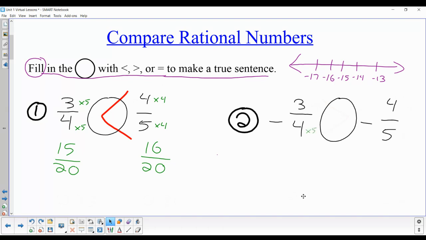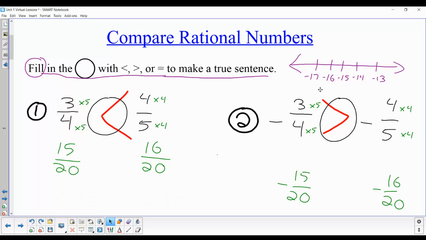4 times 5 is 20, and then 3 times 5 would be 15, and it is negative. 5 times 4 would be 20, and then 4 times 4 would be 16, and it is negative. And again, because the negative side of the number line goes in the opposite order, negative 15 is larger than negative 16, so the mouth of the symbol opens up towards the negative 3/4. Now, this is the way that works every single time for all of our comparing.